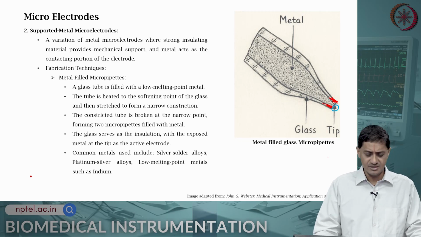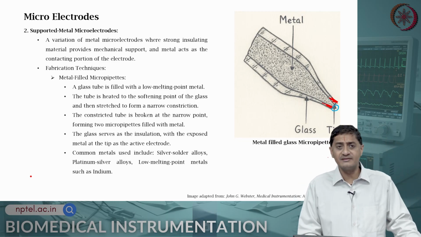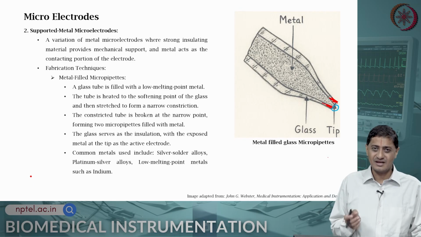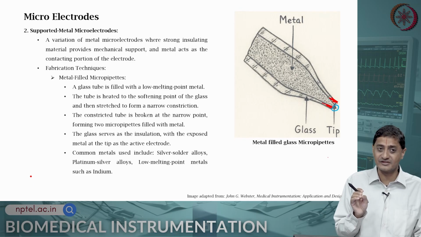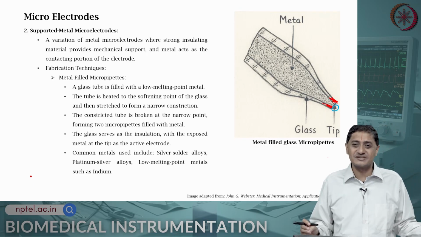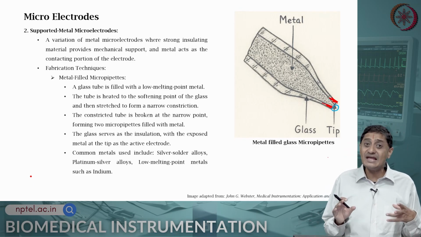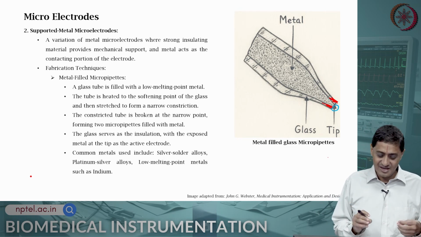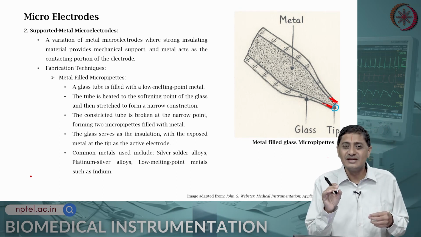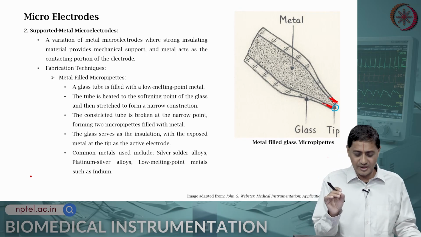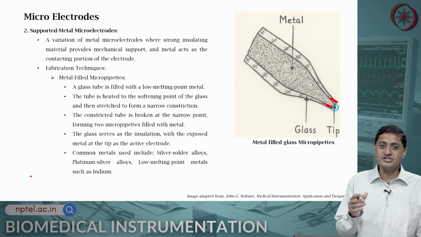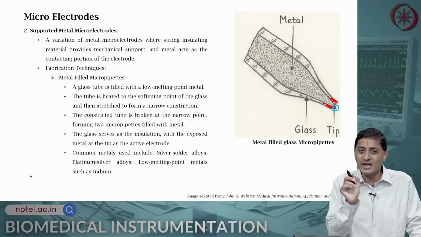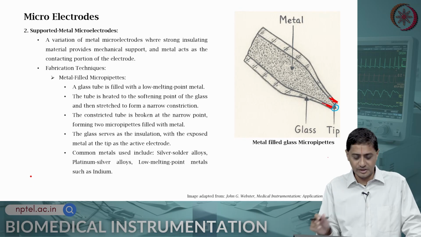A glass tube is filled with a low melting point metal, and then this tube is heated to a point where the glass reaches its softening point, and then you stretch it. Once again, skill is critical in these kinds of processes. You stretch it so that it becomes narrower and narrower to the size of your interest. This constricted tube is then broken at the narrowest point, forming two micropipettes that are filled with metals.